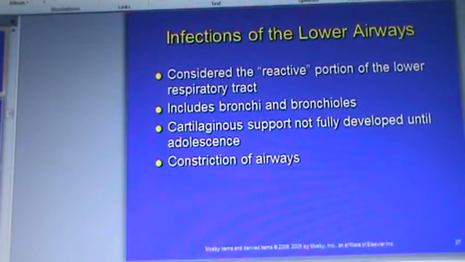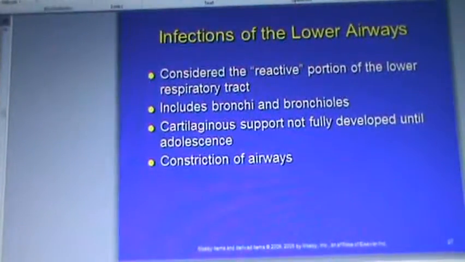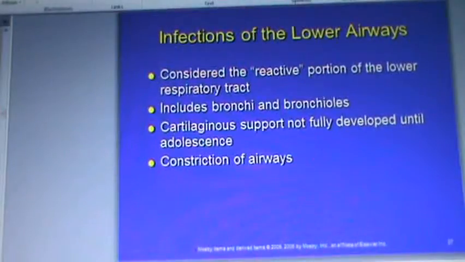Infections of the lower airways, those were all upper. Considered the reactive portion of the lower respiratory tract. Includes bronchi, bronchioles, cartilaginous support not fully developed until adolescence. Constriction of the airways. And they can collapse very easily because they're so small.